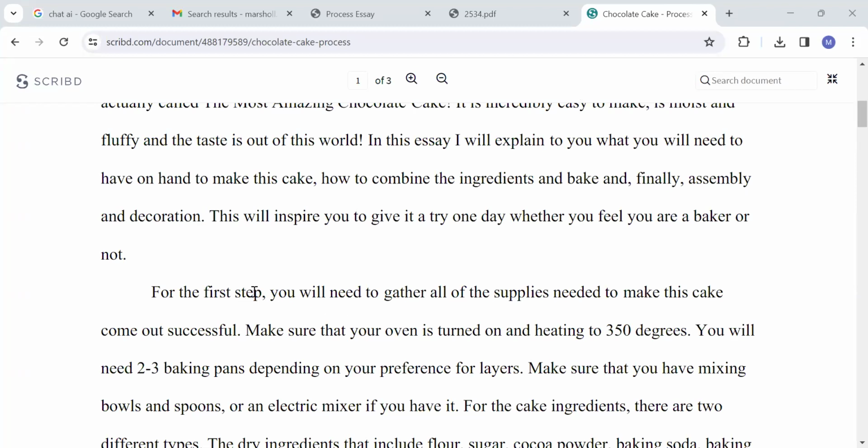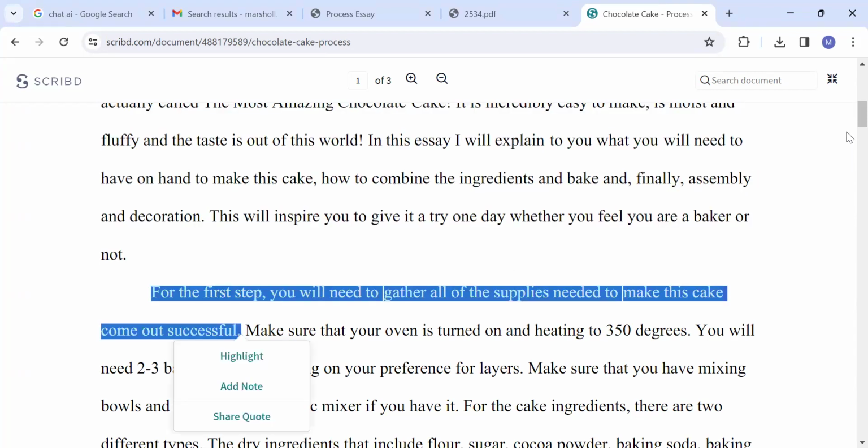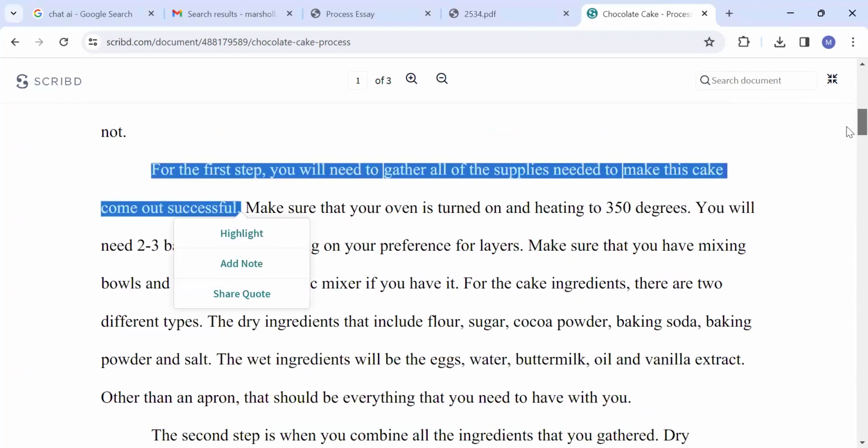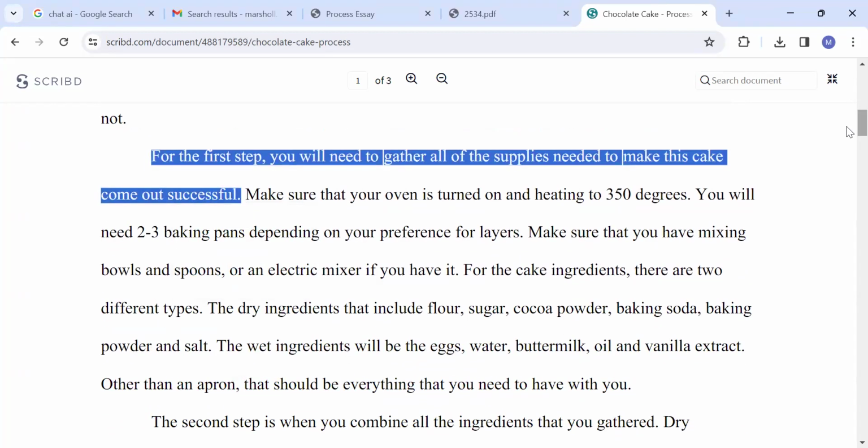Now for the first step, notice you see these words that are time specific. For the first step, you will need to gather all the supplies needed to make this cake for it to come out successful. This is your topic sentence. I am introducing what you need. So then she goes on.